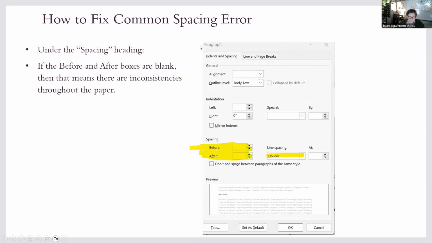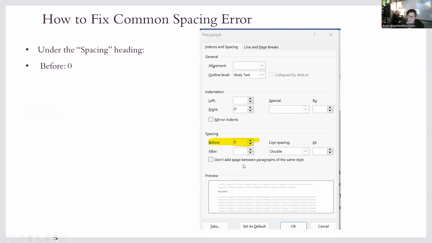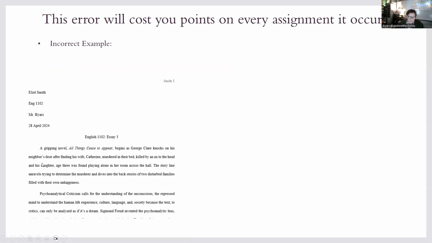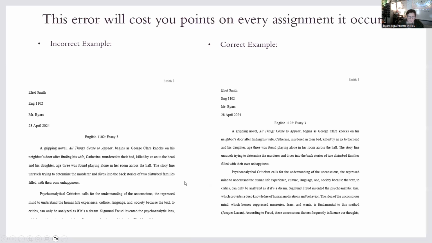And then this will pop up. And under the spacing heading, if the before and after are blank, that means that there are inconsistencies throughout the paper. So you need to type in a 0 in the before box, type in a 0 in the after box as well. Make sure this says double, then hit OK. All right, hit OK, and then that will clear up that error and make your lines all closed within. This error will cost you points on every assignment it occurs. Okay, so again, this is bad. This is the way it should look. Okay, so make sure that you do that.